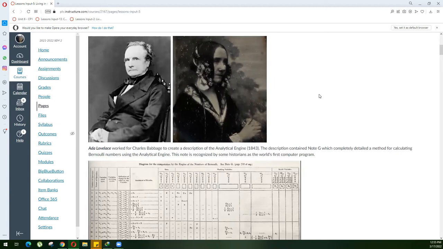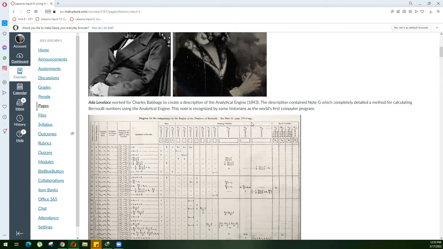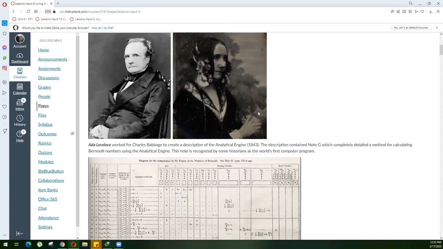Ada Lovelace worked for Charles Babbage, as seen in the pictures. The first picture is of Charles Babbage, and the second picture is of Ada Lovelace. Ada worked for Charles to create a description of the analytical engine in 1843. The description contained Note G, which completely detailed a method for calculating Bernoulli numbers using the analytical engine. This note is recognized by some historians as the world's first computer program. So Note G is considered the world's first computer program, and Ada Lovelace is considered the world's first computer programmer.